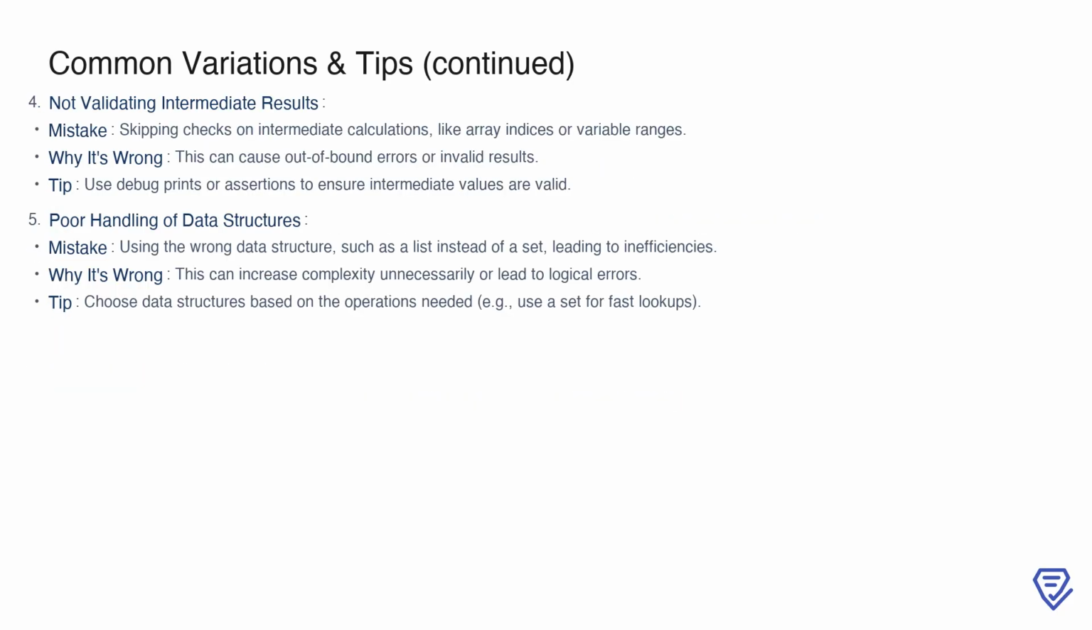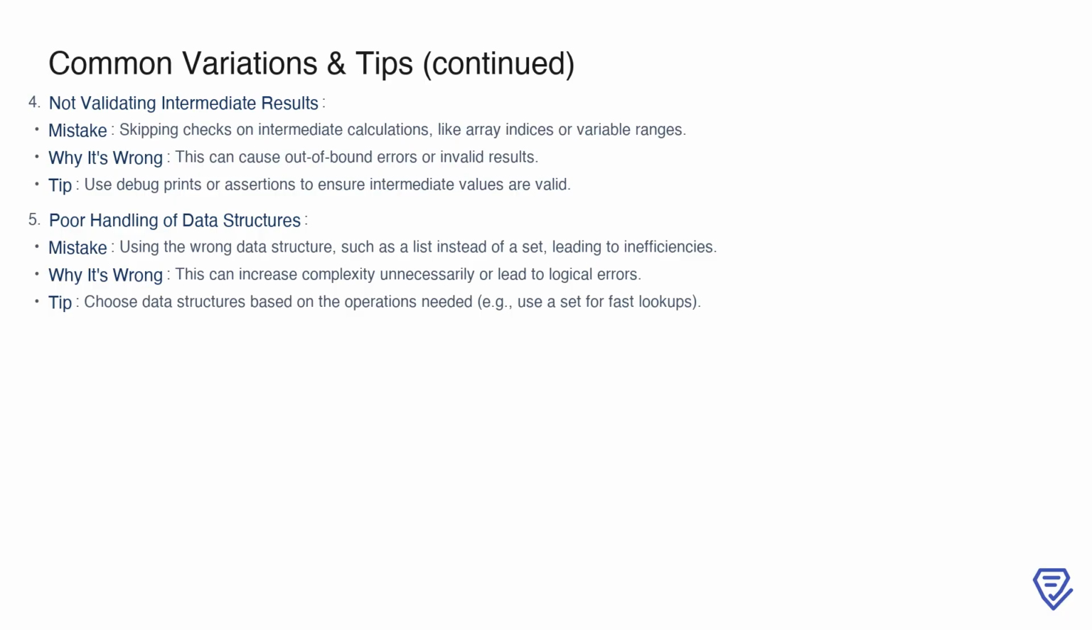Another common mistake is failing to validate intermediate results during your solution. For example, skipping checks on intermediate calculations, such as ensuring array indices remain in bounds or that variable ranges are valid, can lead to errors or invalid results. To mitigate this, you can use debug prints or assertions to verify the correctness of intermediate values.